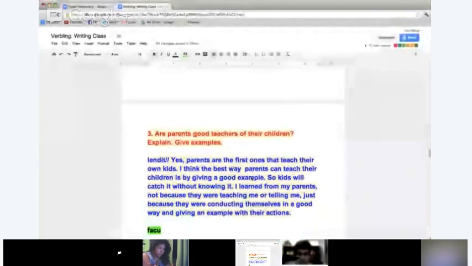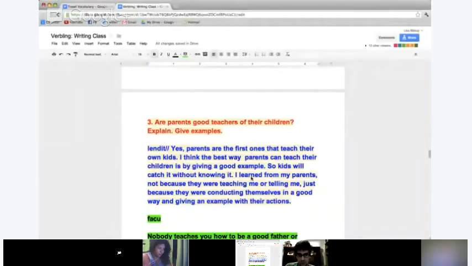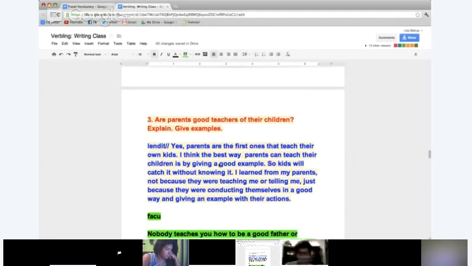Okay. Yes. Parents are the first ones that teach their own kids. I think the best way parents can teach their children is by giving a good example. So kids will catch it without knowing it. I learned from my parents not because they were teaching me or telling me, just because they were conducting themselves in a good way and giving an example with their actions.